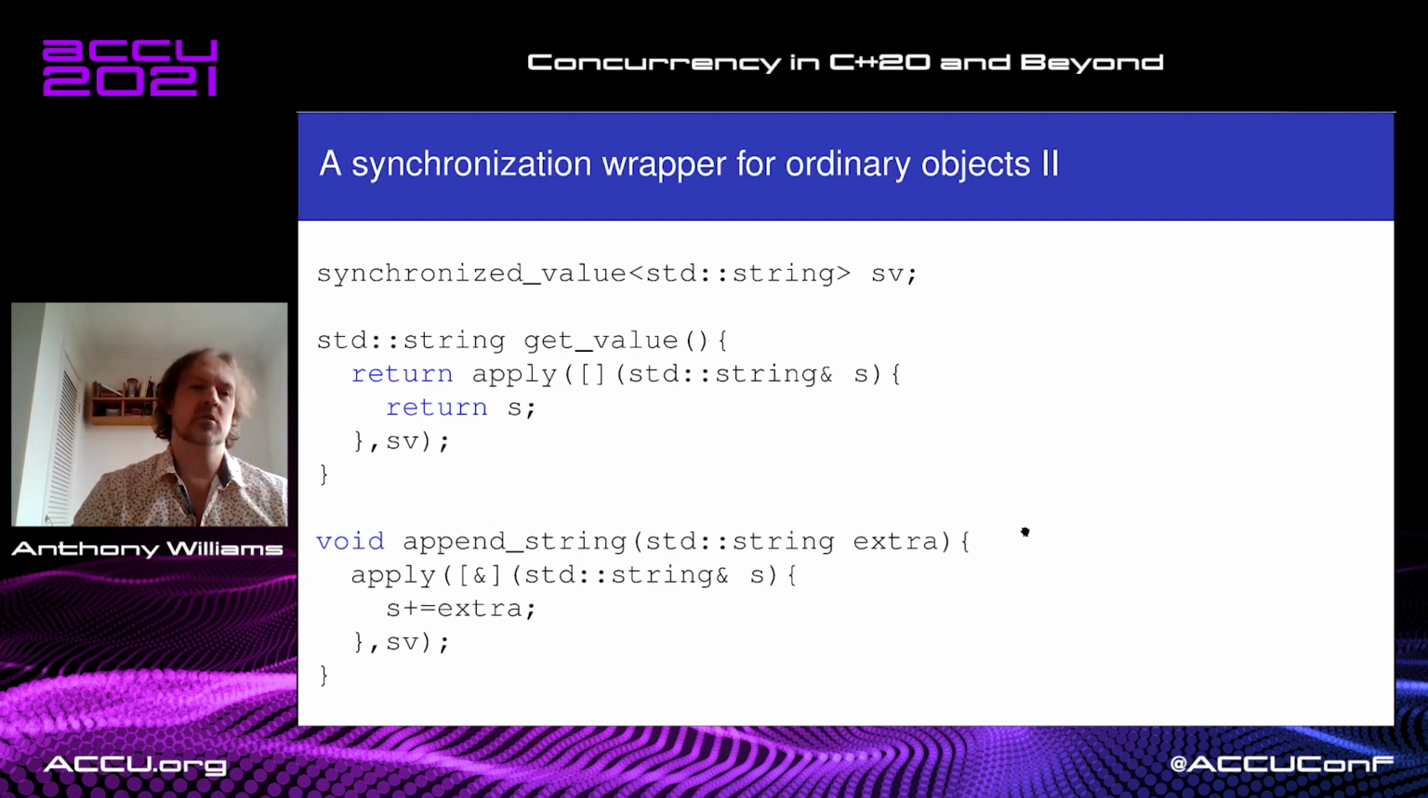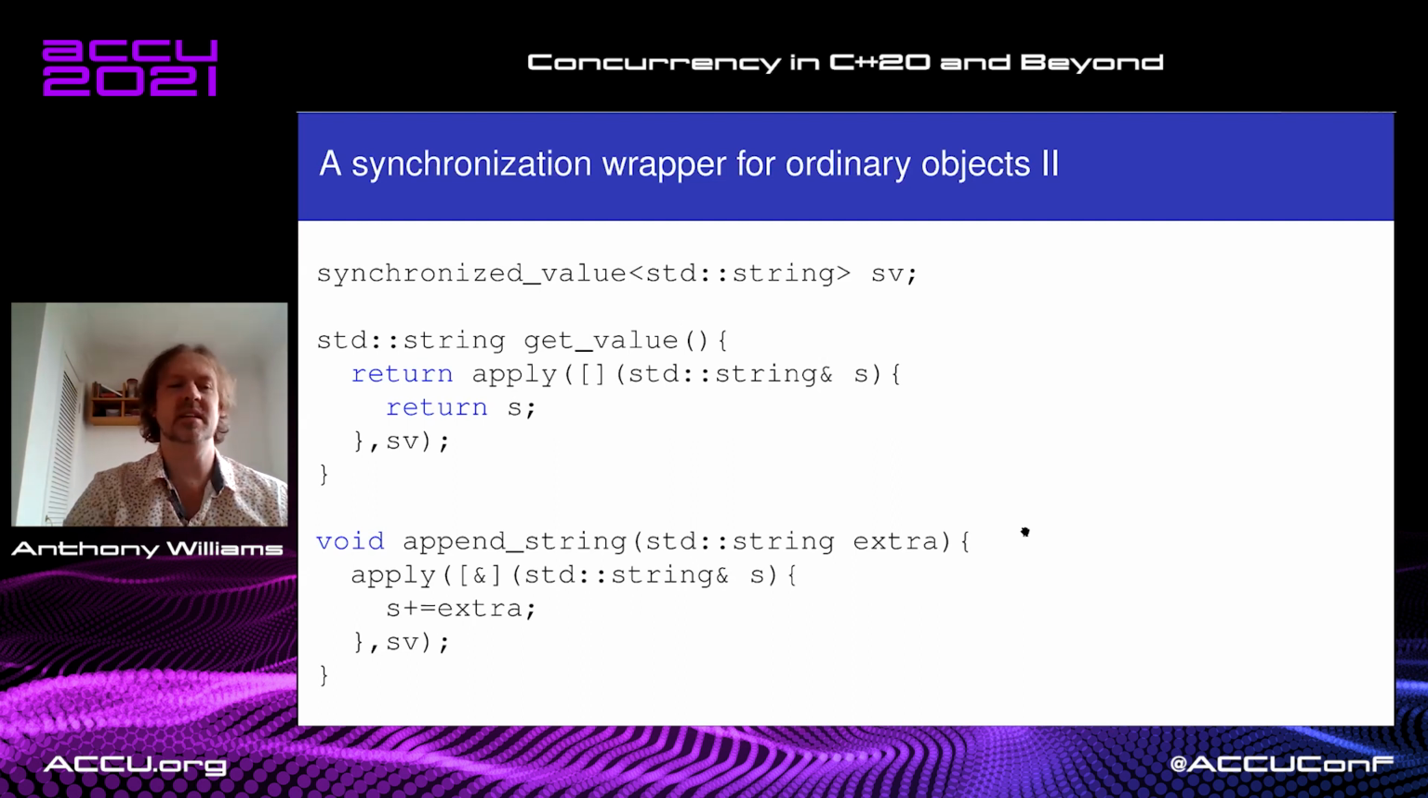So if you had a synchronized value of a string, for example, then you can get the value. The way you access it is you apply a function, like if it was a tuple. So you apply it, and it's a bit like visit on variants as well. You pass in the function and then the synchronized value you wish to apply it to. And so then in the function, when it's running, you've got the non-atomic, non-protected raw value that you can access.